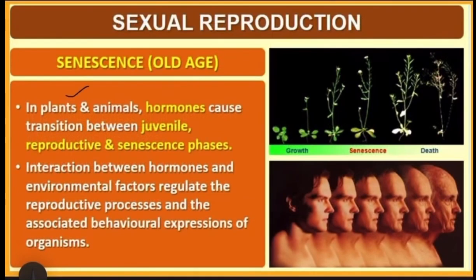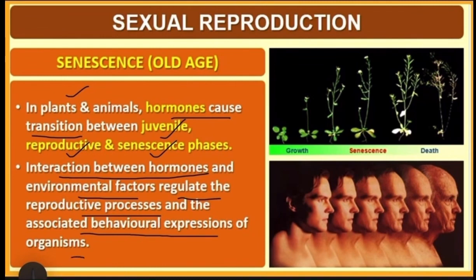In both plants and animals, hormones cause transition between all the 3 phases: juvenile phase, reproductive phase and senescence phase of the life of plants and animals. And interaction between hormones and environmental factors, ये भी बहुत ही important role अदा करते हैं. Hormones और environmental factors के बीच में जो interaction होता है, they regulate the reproductive processes and the associated behavioral expression of organism.